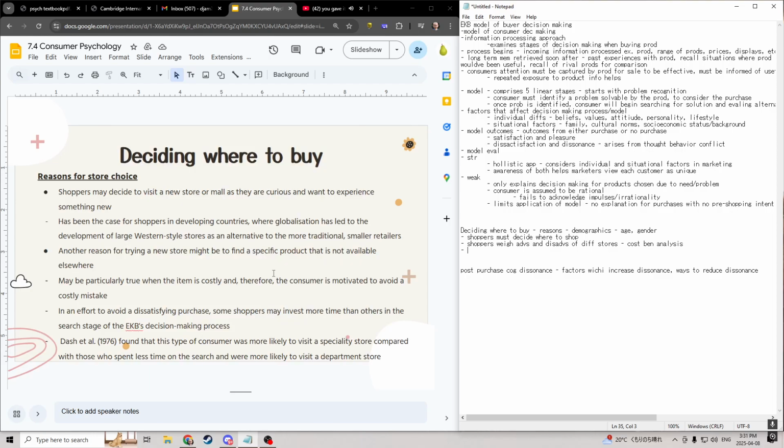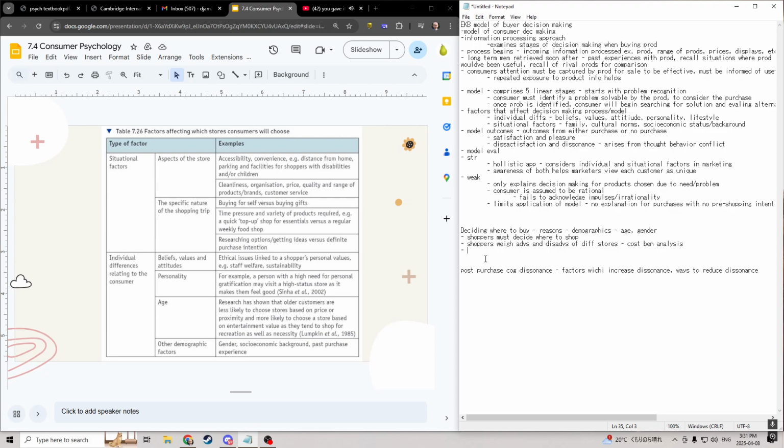So let's just go from here. Reasons. Situational ones are accessibility / convenience, cleanliness / organization.